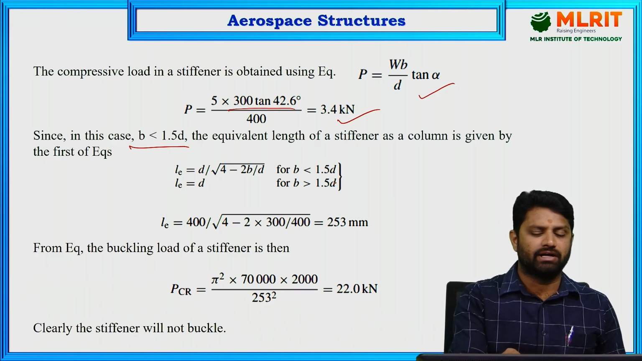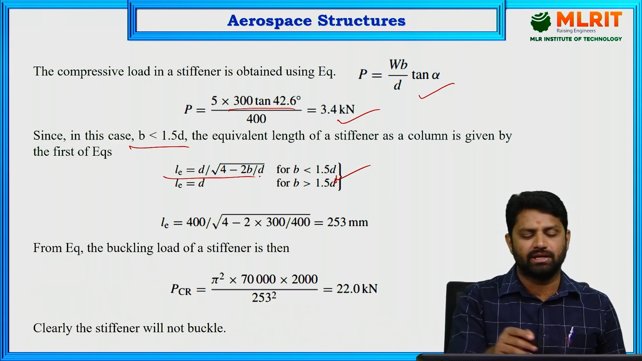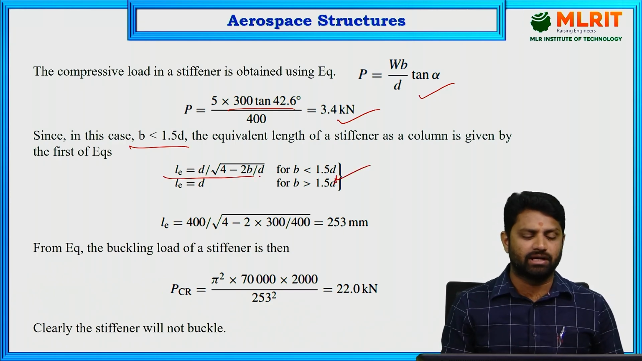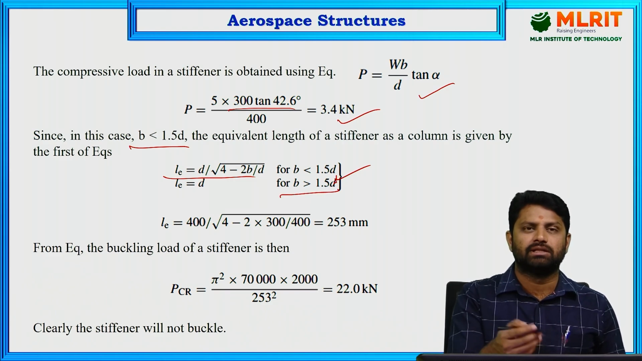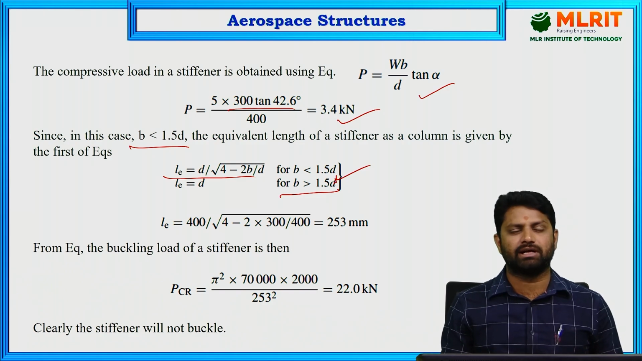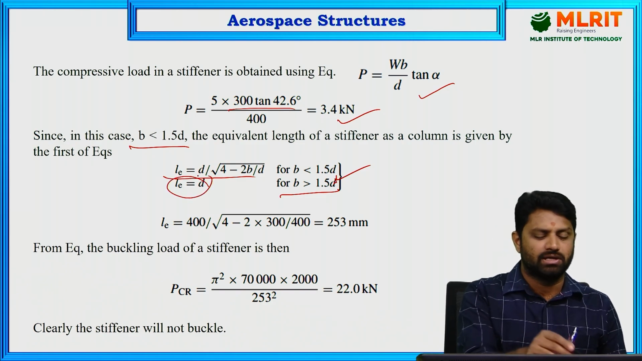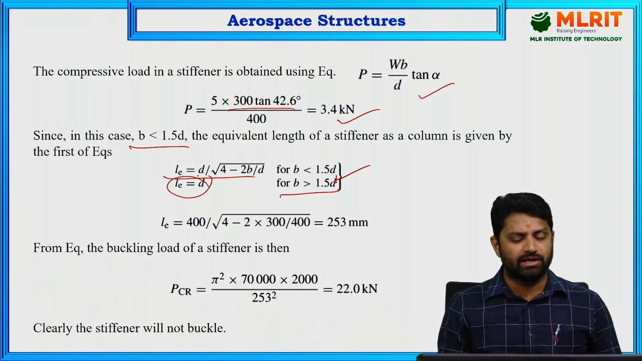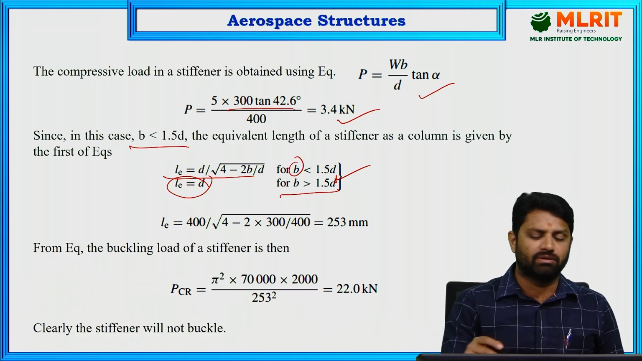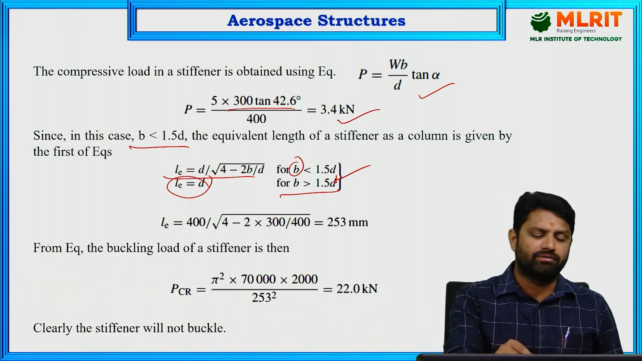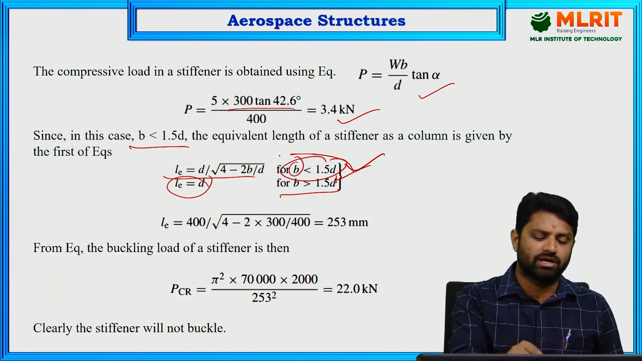We also have the condition for equivalent length: when the width is less than 1.5 times the depth, the equivalent length is given by LE equals D divided by the square root of 4 minus 2 into B by D. And if the width is greater than 1.5 times the depth, then the equivalent length can be considered as the depth itself directly. Here the width is less than 1.5 times the depth, so you have to follow the first condition, with this formula.